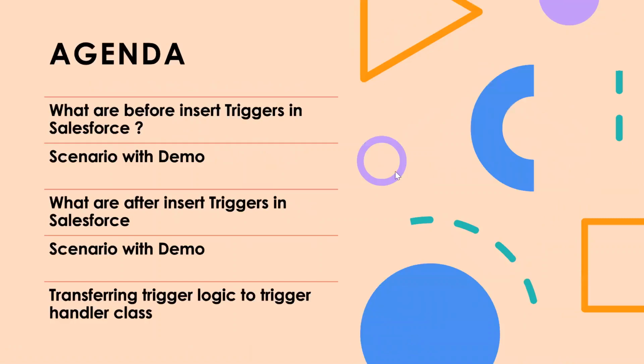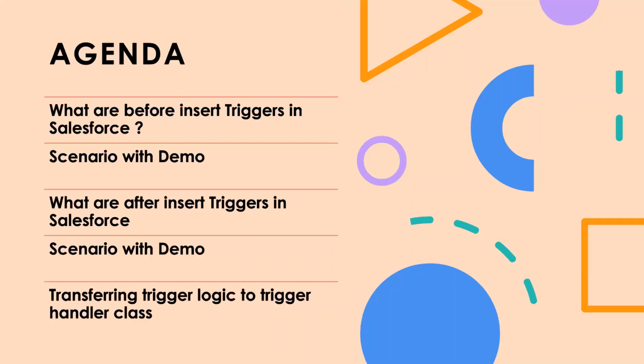First we'll talk about what before insert triggers are in Salesforce, and then I'll explain a use case and we will go ahead and implement that use case in Salesforce so that you will understand how it works. And then we'll talk about after insert triggers in Salesforce, and then again we'll talk about a use case and execute that particular use case. And then at last I'll show you how you can transfer your trigger logic to a trigger handler class so that you will have at least a basic understanding of the trigger framework.